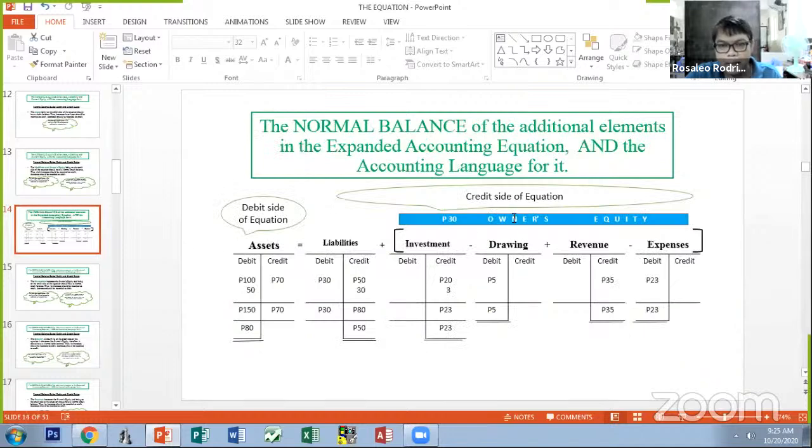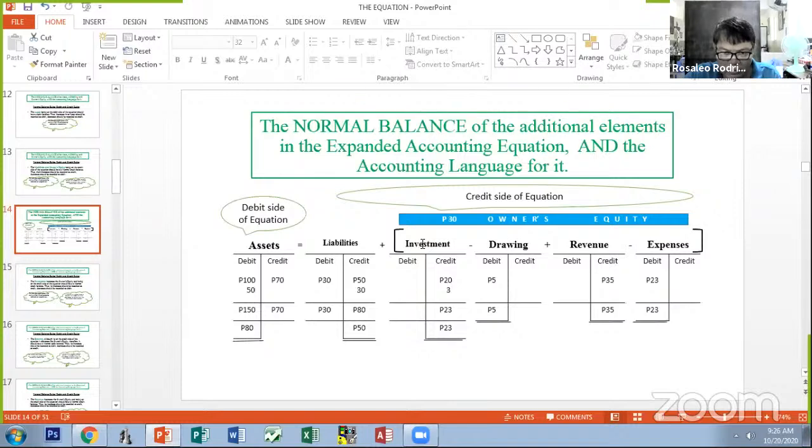This is still about the normal balance, but here we have the expanded side of the owner's equity. We call this the expanded accounting equation, and their corresponding normal balances. So let us now discuss this.